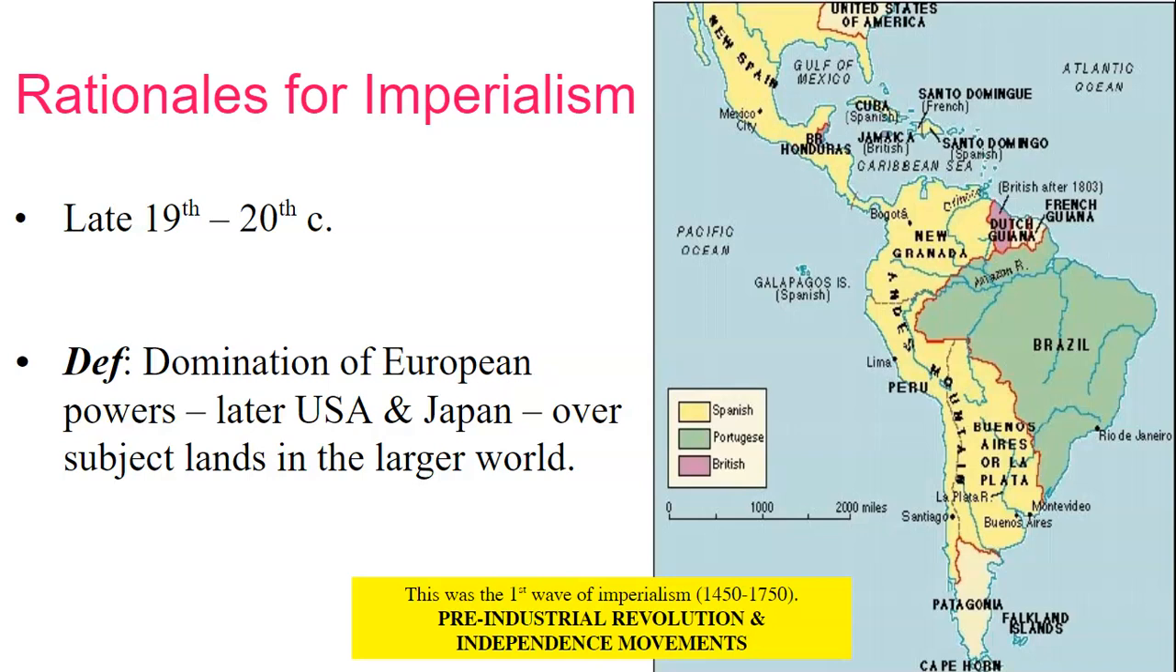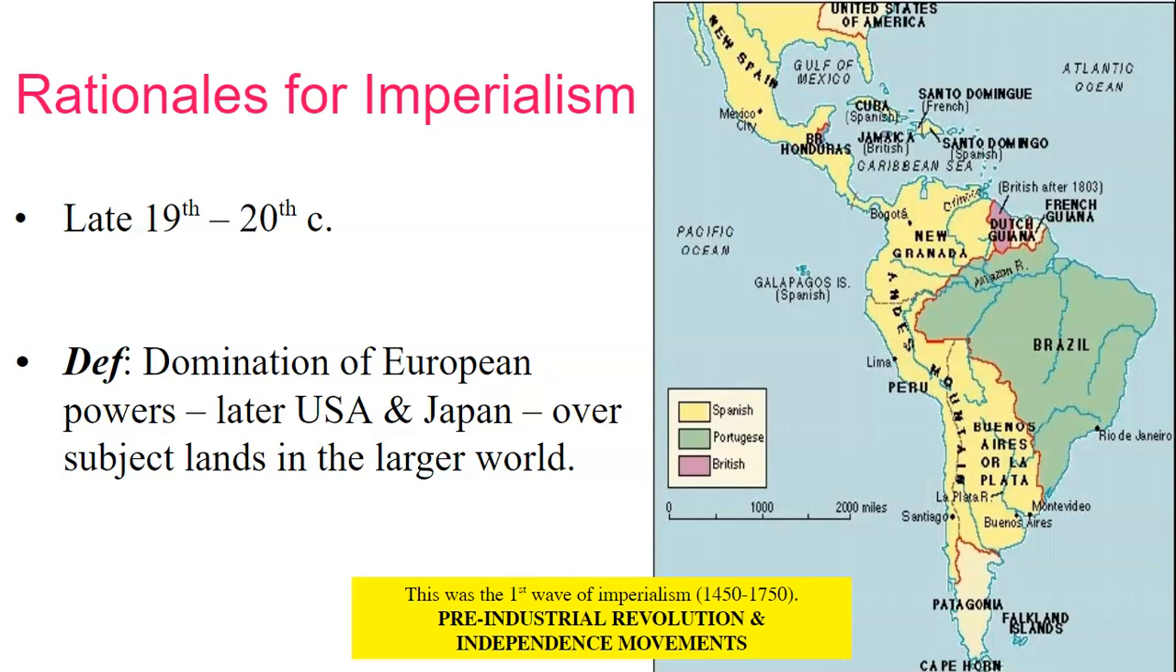So, why did we do this? What are the justifications? That's the rationales, and that's what we're going to talk about. Let's dive into it some. The time period is late 19th to the 20th century. The definition of imperialism is the domination of European powers, and later, of course, the United States and Japan are going to jump in, over subject lands in the larger world.